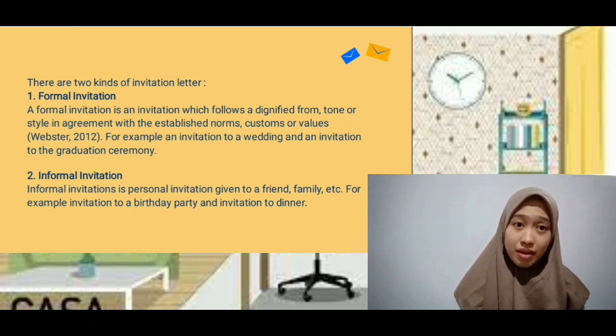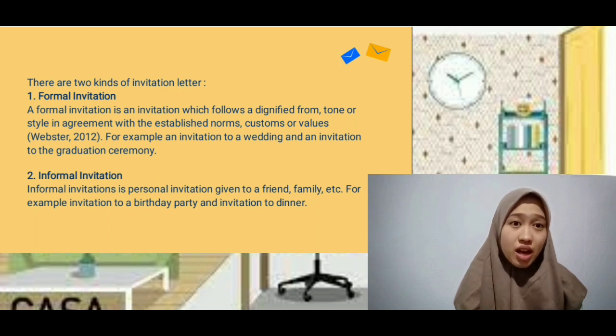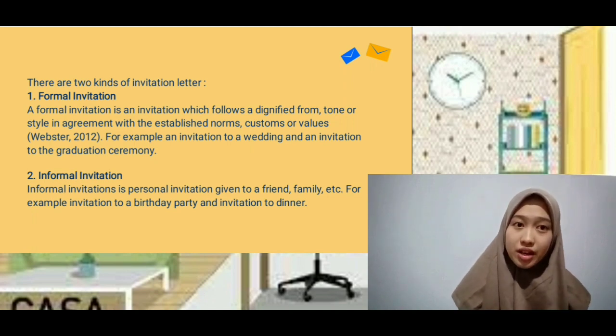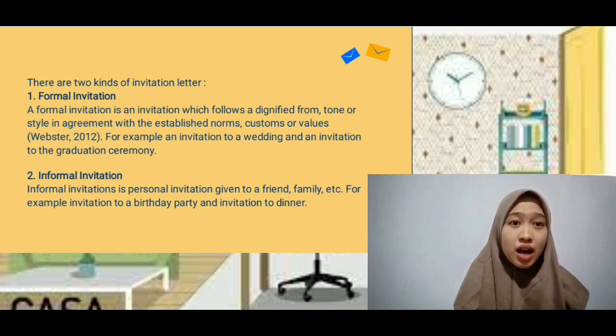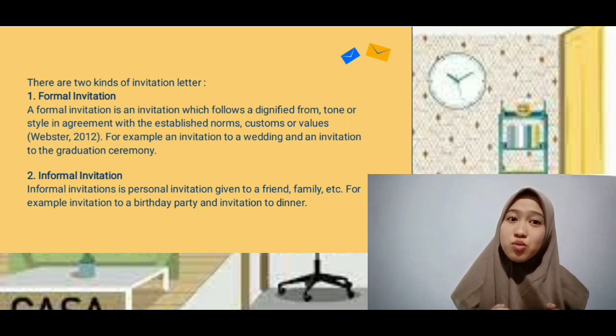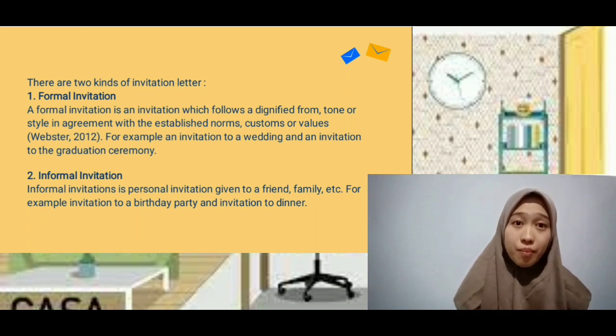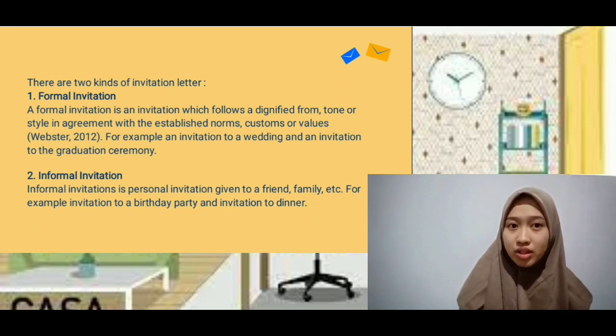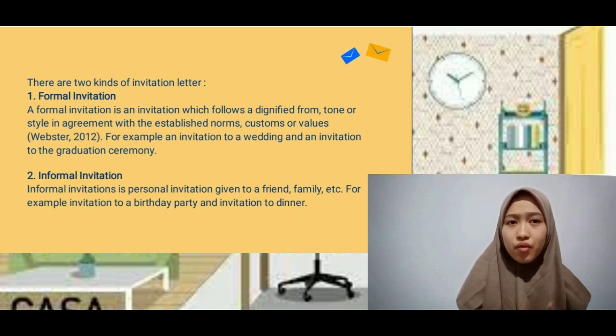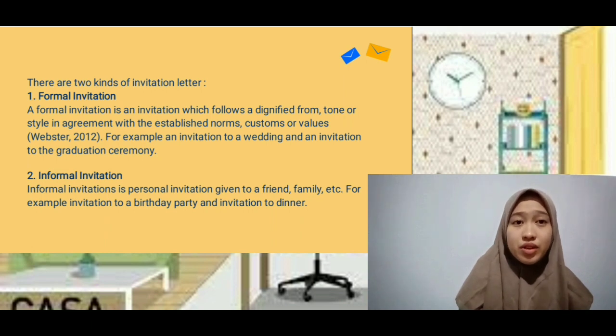What is RSVP? RSVP is the French abbreviation for Répondez s'il vous plaît, which means respond please or please reply. How to respond to the invitation? There is a contact person that has been provided by the inviting party so that you can be contacted if you will respond to the invitation. For example, an invitation to a wedding and an invitation to the graduation ceremony.